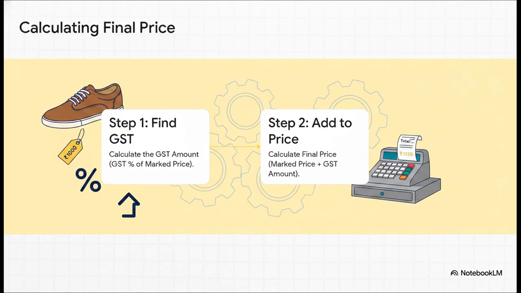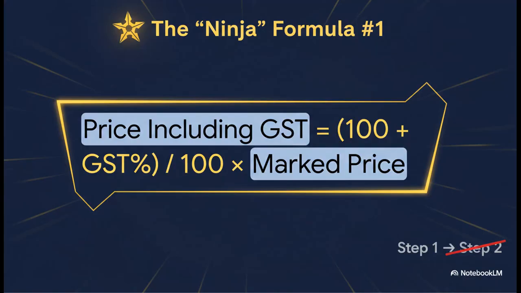Now, the textbook way to figure out the final bill is a two-step process. First, you'd find the GST amount, so 12% of 1,000, which is 120 rupees. Then, you just add that to the marked price. 1,000 plus 120 gives us a final price of 1,120 rupees. Simple enough. But come on, who has time for two steps in an exam?